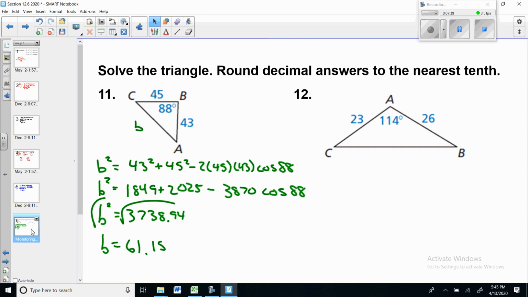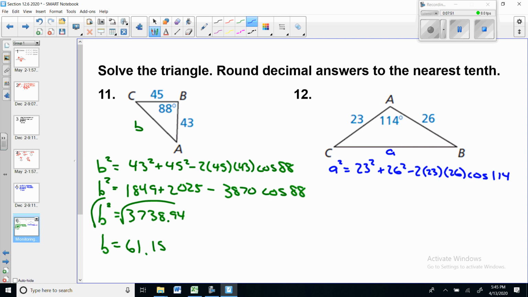Our last example, we're going to find a. So a squared is going to equal 23 squared plus 26 squared minus 2 times 23 times 26 times the cosine of 114. 23 squared is 529. 26 squared is 676. When I take 2 times 23 times 26, that's going to give me 1196 times the cosine of 114.